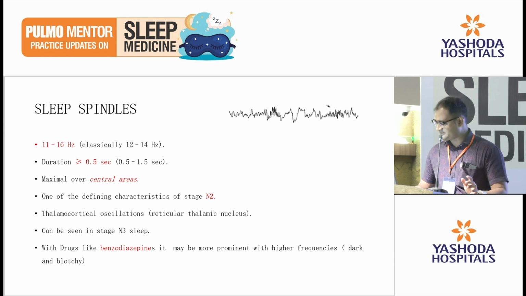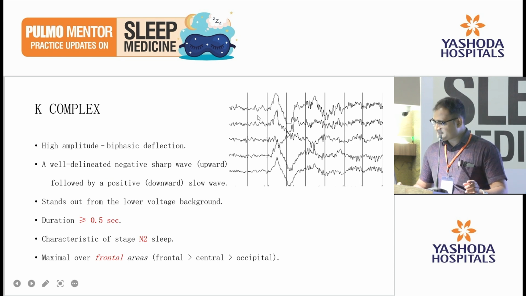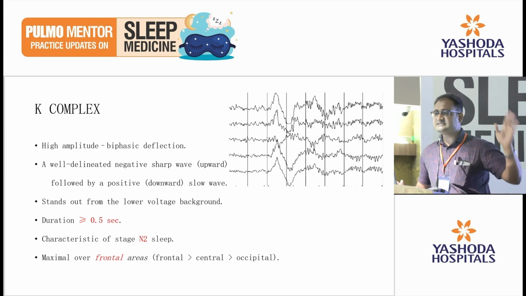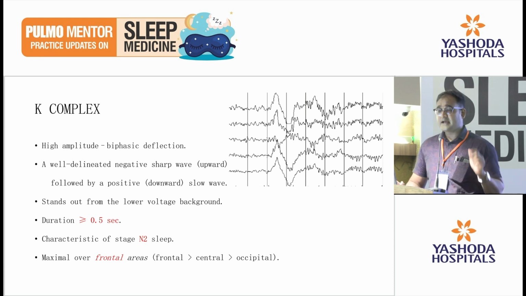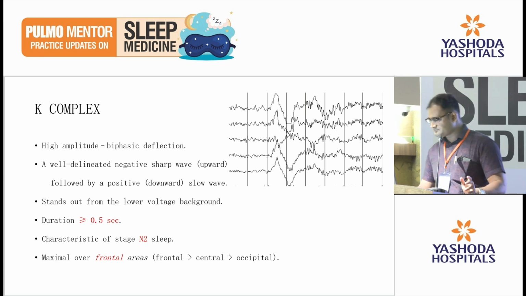the normal population. K complex, these are the K complex, high amplitude biphasic deflection, an initial negative deflection followed by a positive deflection. Duration is more than 0.5 seconds. Vertex wave duration is less than 0.5 seconds, but K complex duration is more than 0.5 seconds. It's the characteristic feature of N2 sleep stage and maximum over the frontal region.